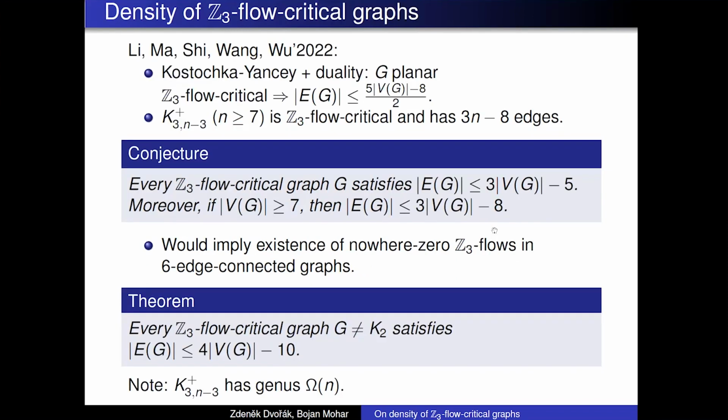And so the density of Z3 for critical graphs was studied recently by Lima, Shivang, and Wu, who first of all observed that using the Kostochka and Yancey theorem and duality, if you have a planar Z3 flow critical graph, it has at most (5n − 8)/2 edges. And so you might hope to use the standard approach and try to generalize this, or conjecture that this actually holds for all graphs, not just for planar graphs. But unfortunately, this fails pretty fast.